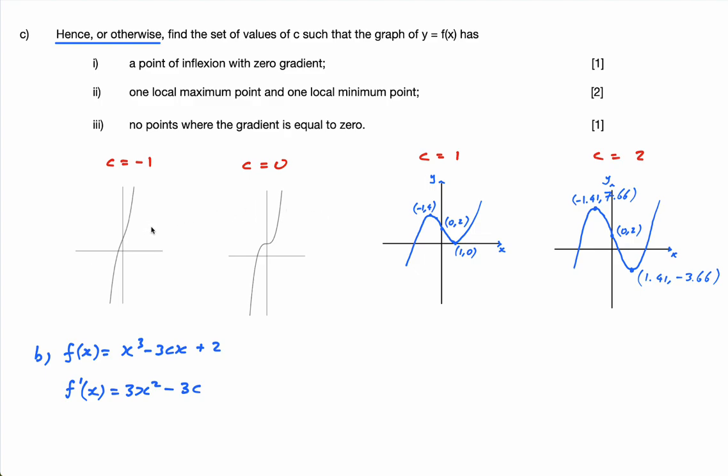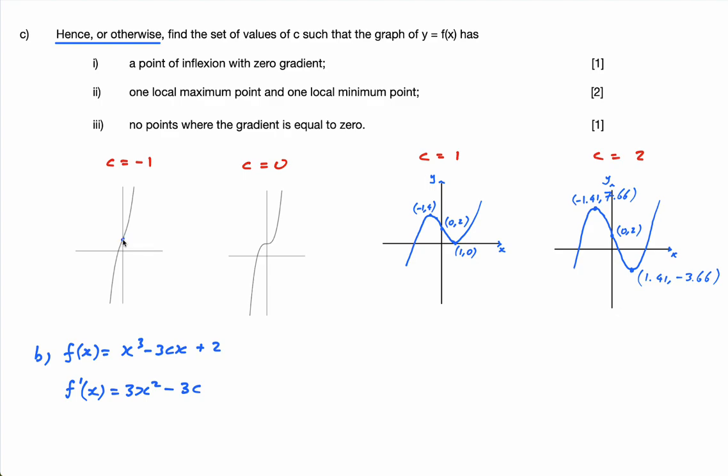This was the graph when c equals -1. This was when c equals 0. These two were given to us, and these were the two we sketched. So before I show you a more technical way of figuring this out, let's see if we can just, because it's only 1 mark, 2 marks, and 2 marks and 1 mark, you'd actually get the marks, certainly for these two, if you just write down the answer. Which of these has a point of inflection with 0 gradient? Well, it's this one, because they all have a point of inflection.